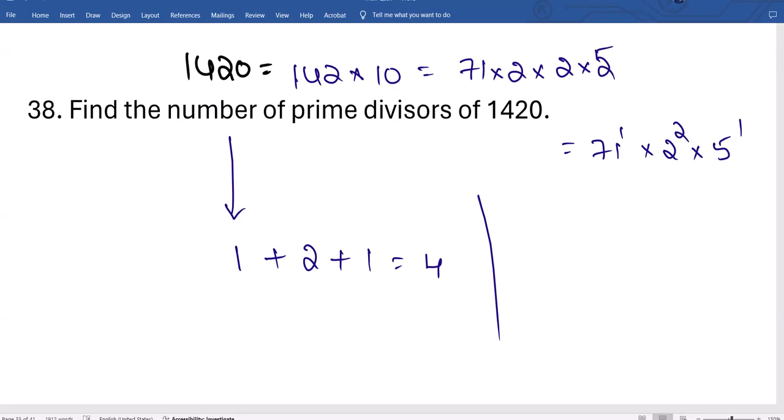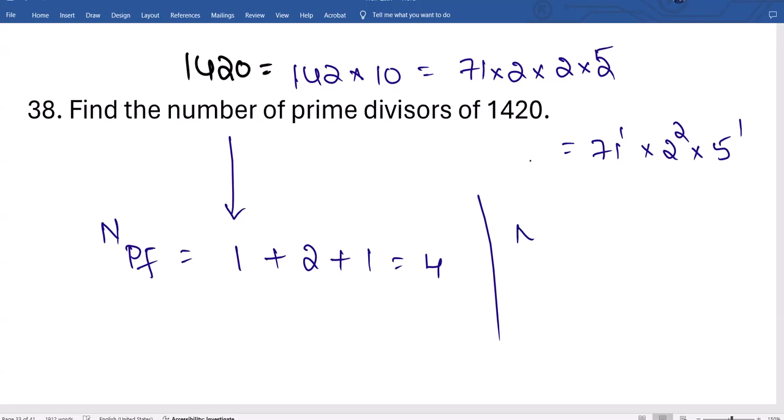How many prime factors are there? 71 is a prime number, used one time. 2 is a prime number, we used it 2 times. 5 is a prime number, we are using it 1 time. How many times are you using those prime numbers? Simply adding the powers will be sufficient if you want to calculate number of prime divisors or number of prime factors. But if it is regarding, okay, this is regarding NPF, number of prime factors.